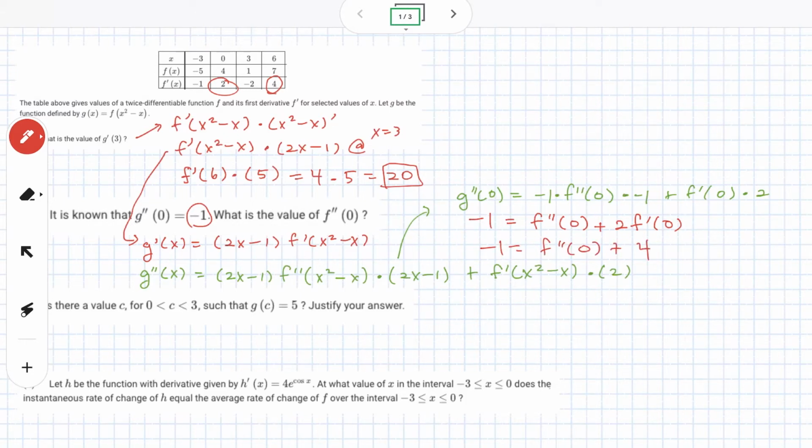I go back to my chart, my f prime of 0 is 2. So this becomes negative 1 equals f double prime of 0 plus 4. And so f double prime of 0 equals negative 5.